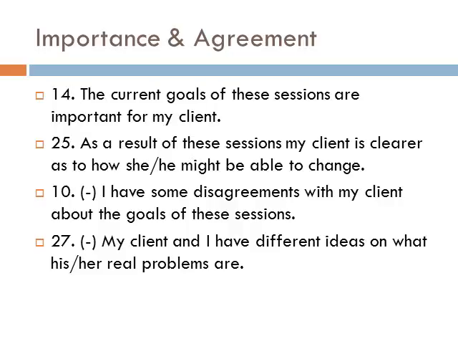Items 10 and 27, both reverse scored, seem to focus on the level of agreement between the client and therapist about the goals, and in this way are similar to the next 4 items that we will discuss on the next slide.